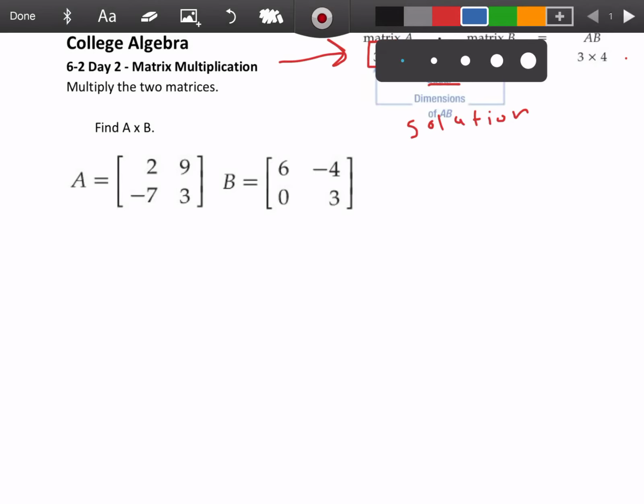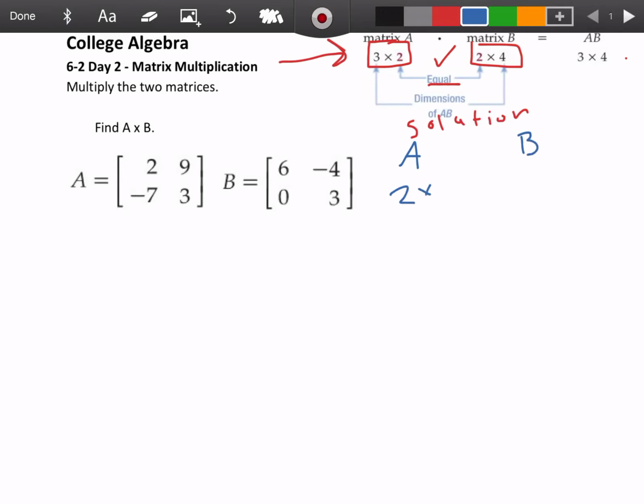So let's begin. With this first one, I just want to lay out what A and B are. A is a 2 by 2 matrix, and B is a 2 by 2 matrix. These two are the same, so we are able to multiply them together, and our solution is going to be a 2 by 2. That's why I did this one first. When you multiply a 2 by 2 by a 2 by 2, your solution is going to be a 2 by 2. It's a little bit easier to understand.